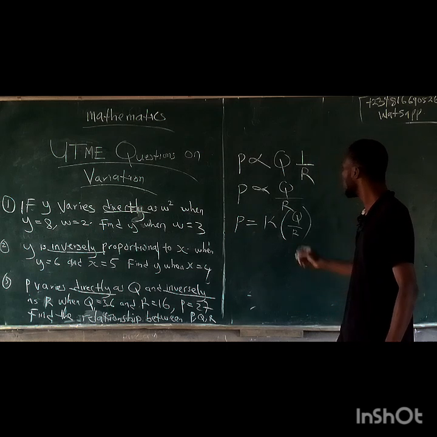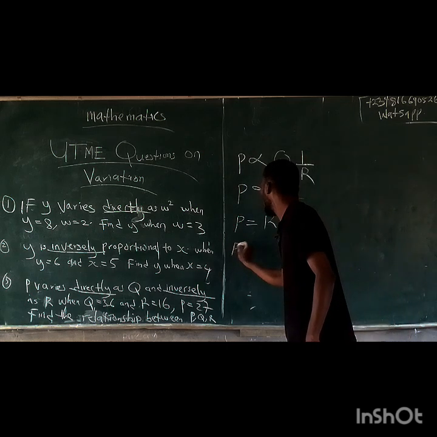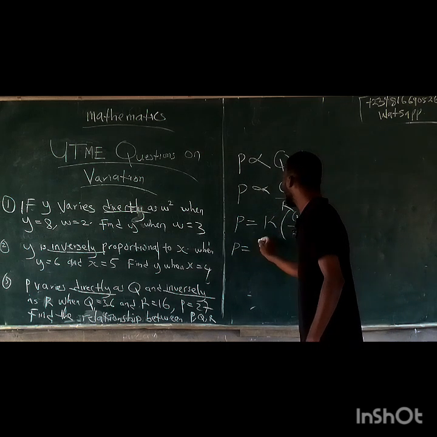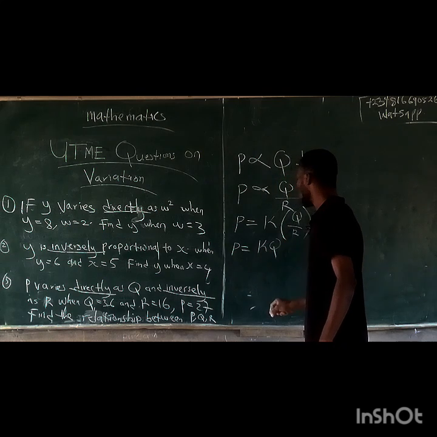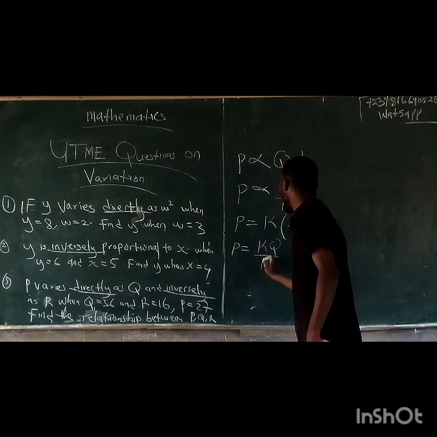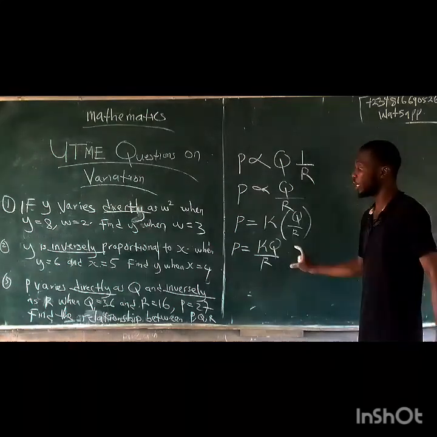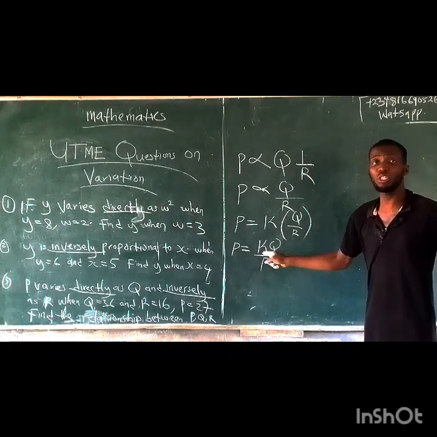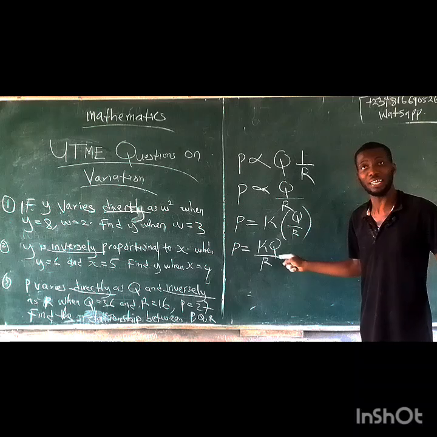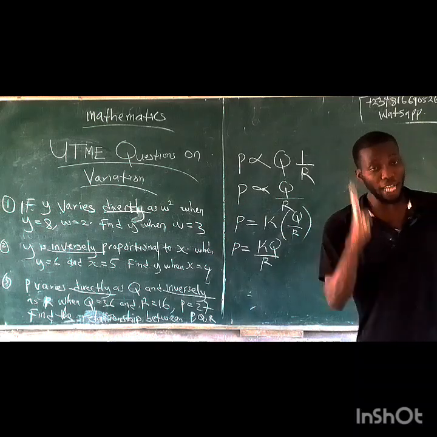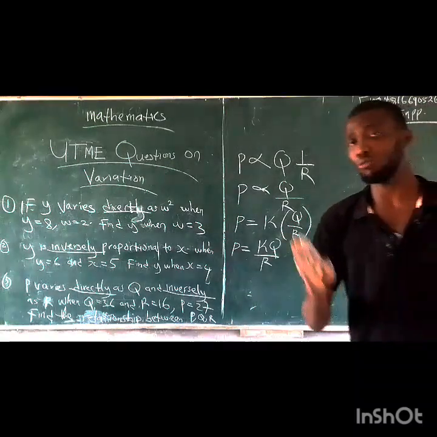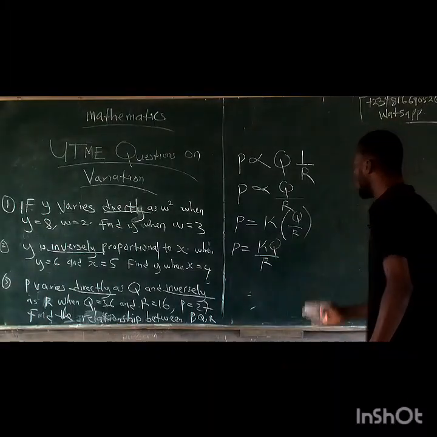Then what will I do next? P equals K times Q, I'm going to have KQ over R. So now this is the relationship. But you can't stop there, because you must find your constant. The first thing you need to do is ensure you derive your constant. You must find your constant. That's the first thing you need to do.